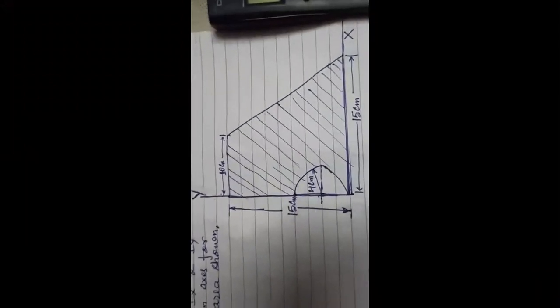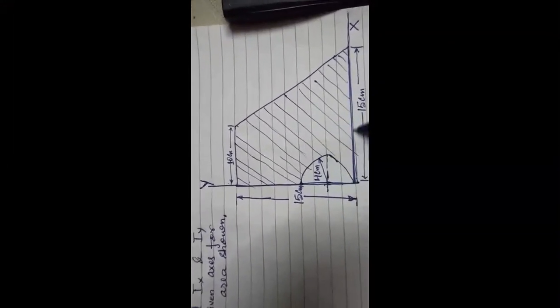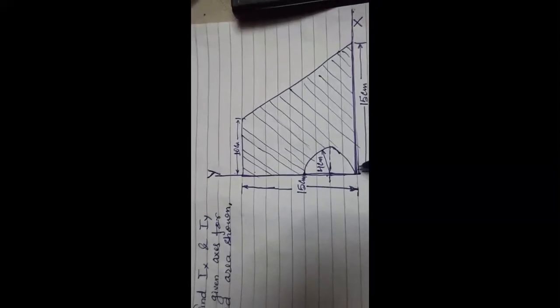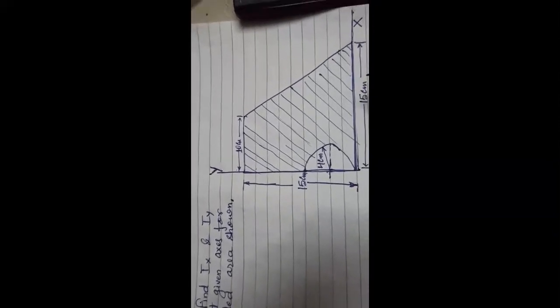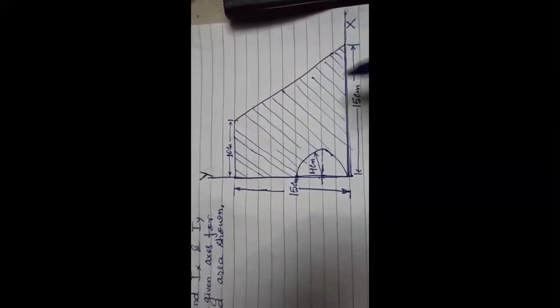So this is another problem. Find Ix and Iy about the given axes for the shaded area shown. For this, we have to find the moment of inertia of this shaded area about this x-axis and this y-axis, not about the centroidal axis. So in this problem, we also do not require to find the centroid. We can directly find the value of the moment of inertia about the x-axis and y-axis.